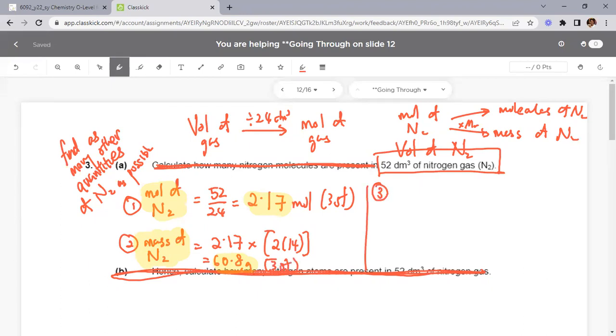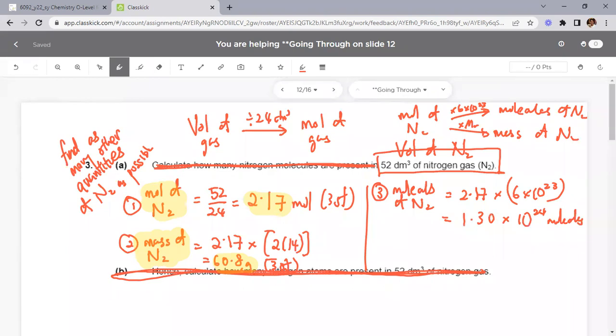The third one that I can find, as mentioned, is the number of molecules of N2. From mole to molecules, what I need to do is multiply by 6 times 10 power 23. So I'm going to find the molecules of N2. This will be 2.17 multiplied by 6 times 10 power 23. I will get 1.302, so 1.30 because it's 3SF, times 10 to the power of 24 molecules.